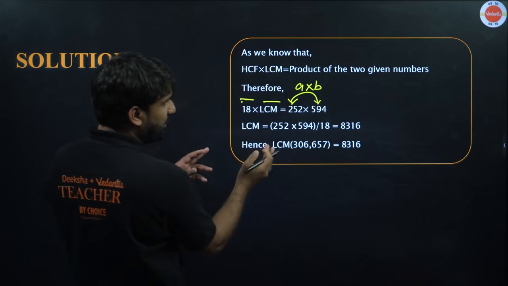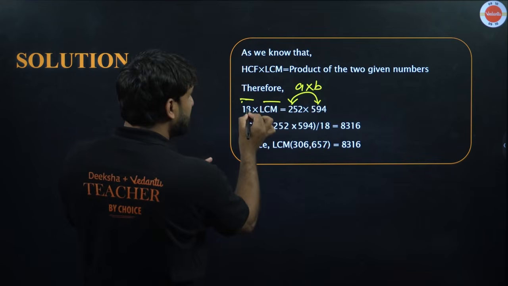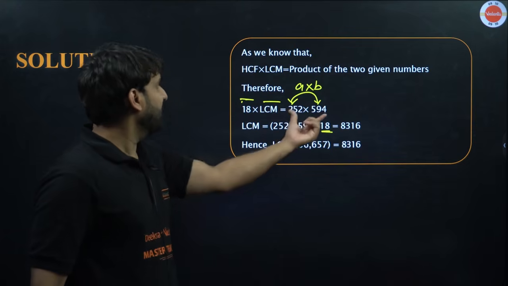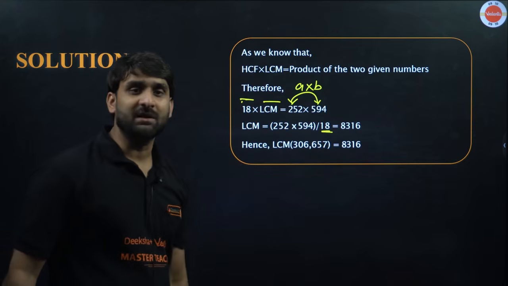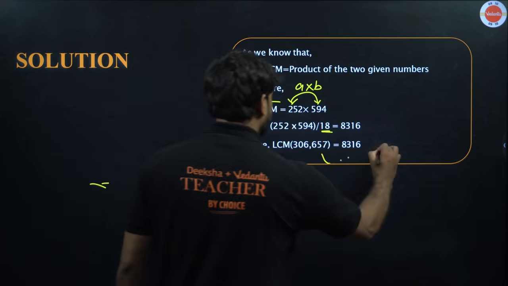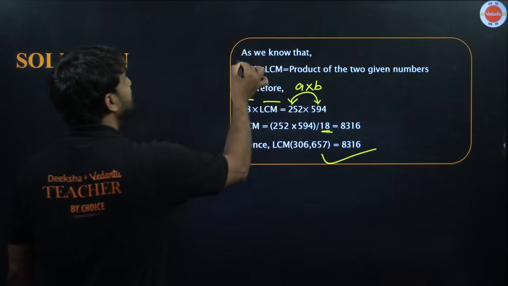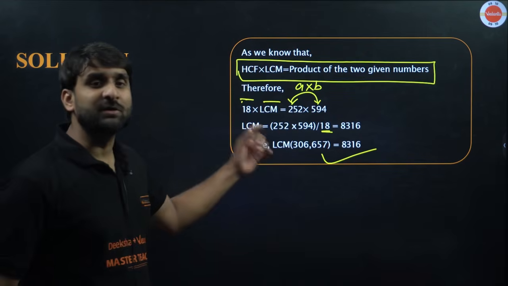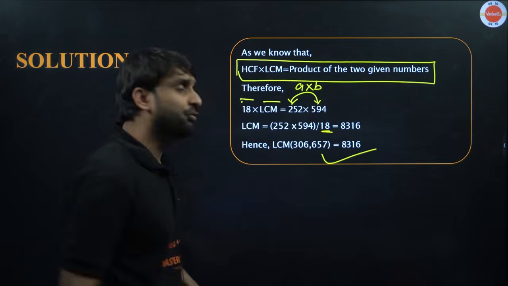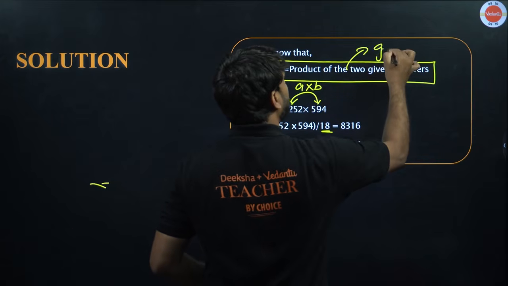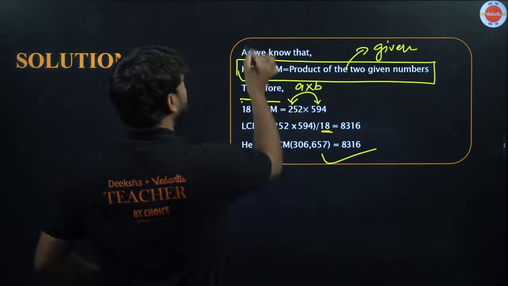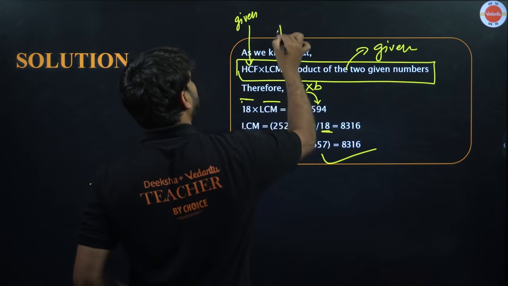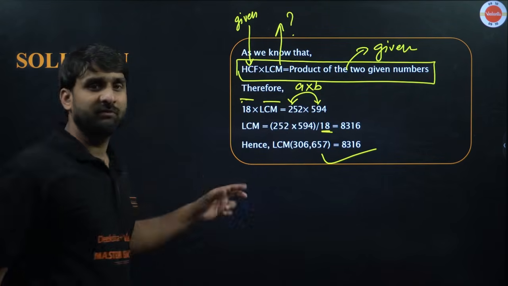So LCM will be equal to 250 into 594. This number will go there and 18 is dividing. So 18 will be dividing the product of these two numbers. So we are getting 8,316, which is the LCM. So just this formula is very important. LCM into HCF is equal to product of two numbers. In this question, HCF is given here, right? And we have to find out LCM. What will be LCM? We can find.